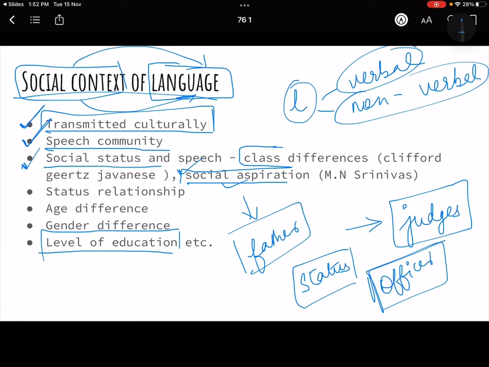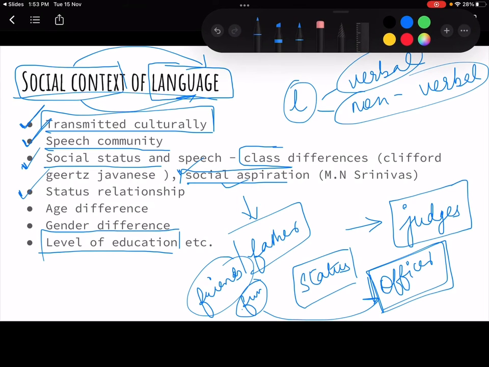The way we talk to an officer is not the same language that we use with friends. With friends there are a lot of slangs that are used. There is a lot of fun element that you cannot do with the officer. That shows your status relationship. Right? So language also changes with the social status of the person you are talking to. If it is a friend, it will be different. If it is an officer, a judge, your father, the way you communicate is going to be different.